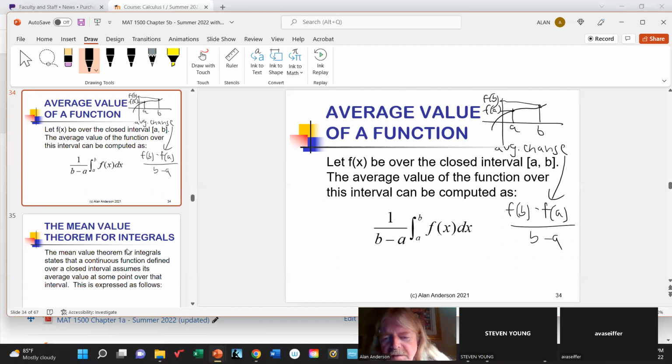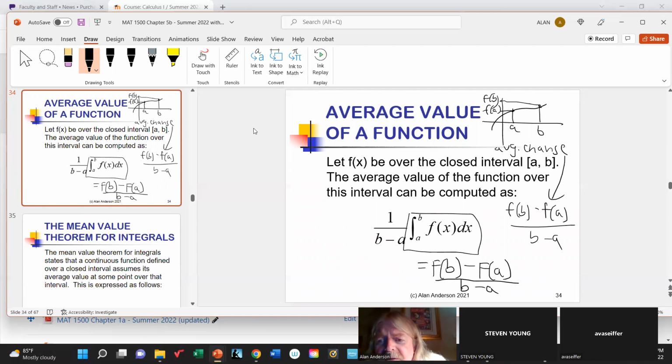because this piece by itself is the antiderivative at B minus the antiderivative at A, and then we're multiplying by 1 over B minus A, which is the same thing as saying we're dividing by B minus A. So it's the same thing, except that here we're doing this with antiderivatives, as opposed to evaluating the function at those two points.